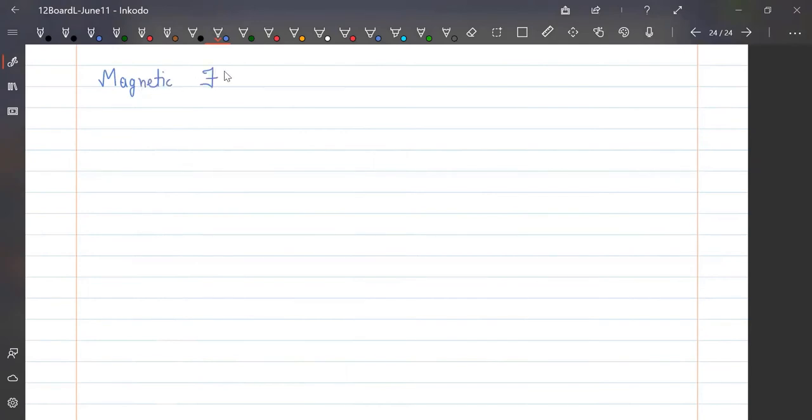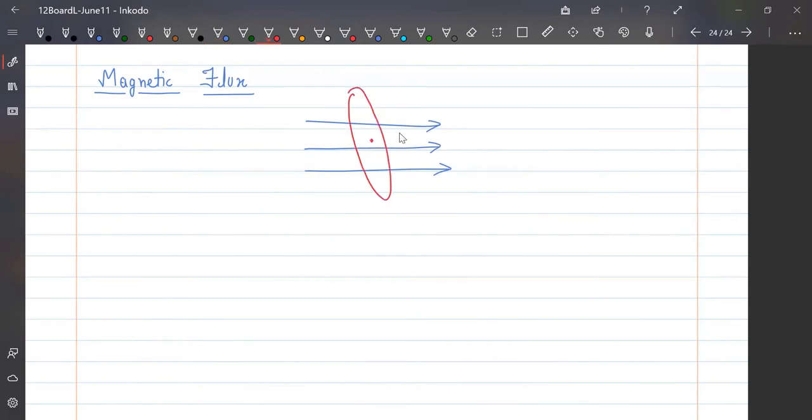So magnetic flux has the same concept as the electric flux, but instead of the electric field, we have the magnetic field. So think of it like this. If you have a magnetic field B, and there is an area like this, you know, the area vector is perpendicular to the area. And this is the magnetic field B. Magnetic field is making an angle theta with the area vector.